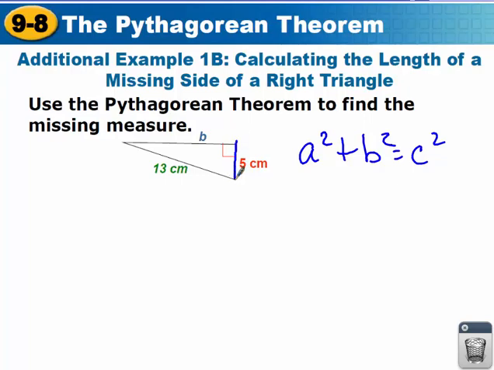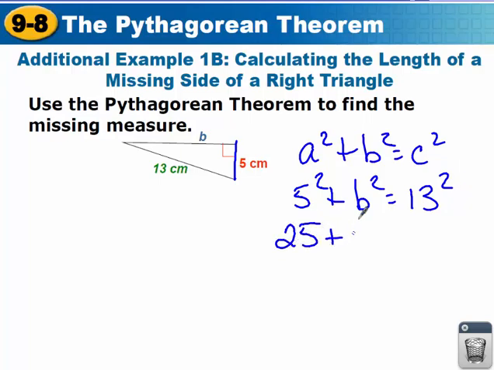So now I look at this 5, and I'm going to let it be a because it says that b is missing. So I write 5 squared plus b squared, since I don't know b. And I know c, so I plug in my hypotenuse and square it. Now we do our math. 5 squared is 25. I leave b squared as it is, because that's what I'm looking for. And 13 squared is 169.